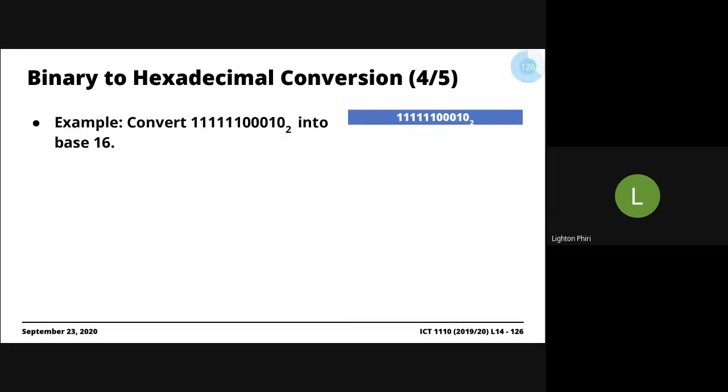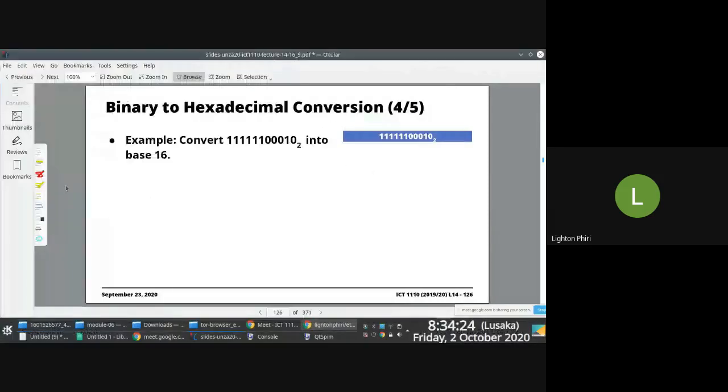So here's a simple example. We're going to start with this really strange number here, 1, 1, 1, 1, 1, 1, 1, 1, 0, 0, 0, 1, 0, base 2. We convert this to base 16, or hexadecimal. What's the first step? We must first group these numbers into groups of 4s. This is going to be our first step. We cluster these into groups of 4s.